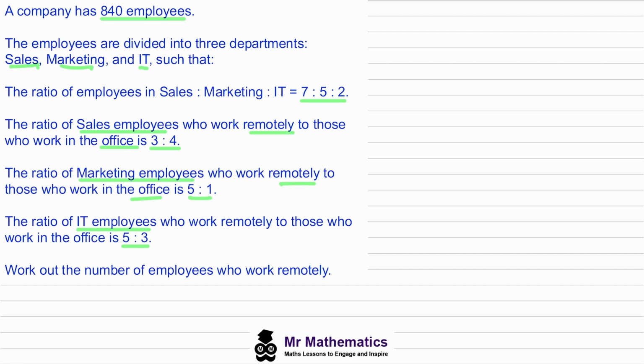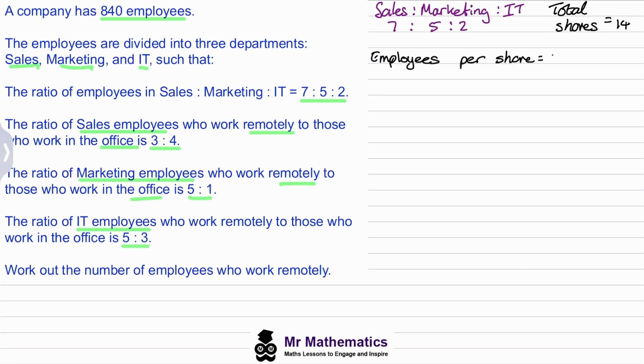Okay, so welcome back if you had a go. So the first thing we need to do is to work out the total number of employees who work in each of these departments. So you can see that the total number of shares is 14. So if we divide this 840 by the 14, we'll work out the number of people in each share. So 840 divided by the 14 is 60. So if we multiply each of these by 60, there'll be 420 sales employees, 300 marketing employees, and 120 in IT.